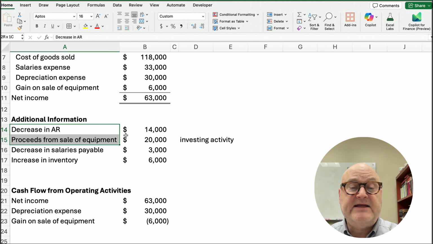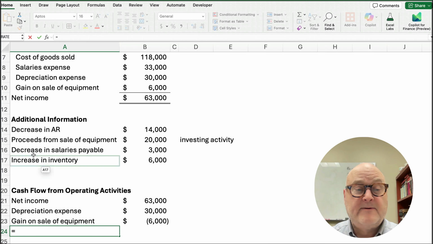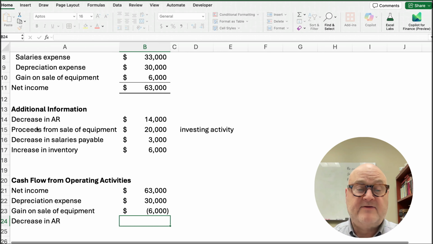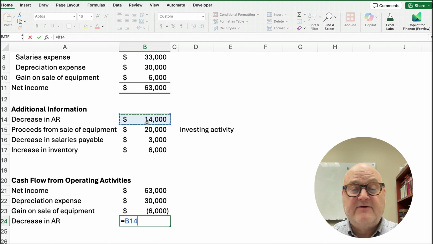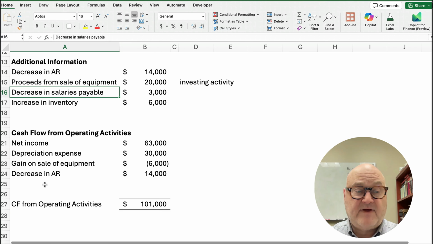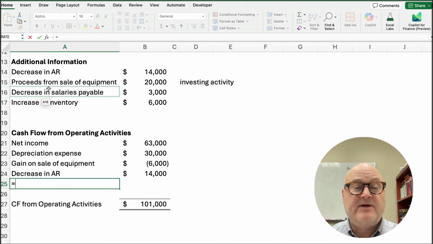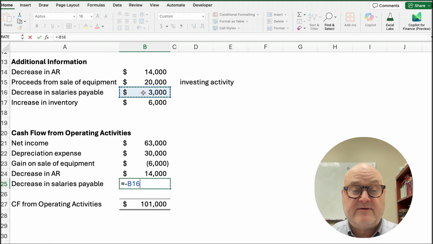Okay, so what about decrease in accounts receivable? Decrease in accounts receivable. Accounts receivable is an asset. So if assets go down, we assume cash goes up. So we're going to take a $14,000 and add it because the accounts receivable is an asset that goes down. All right, decrease in salaries payable. In fact, let me point to that. Decrease in salaries payable. Well, what does it take to pay off salaries? It takes cash, so cash has gone down by $3,000.